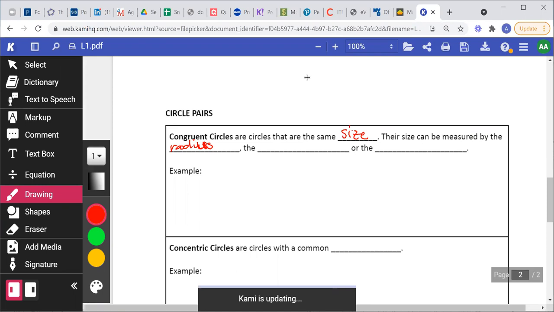Sometimes if you don't know the radii, you can also compare them by the diameter. Diameter is just the longest chord, okay? And it has to pass through the center of the circle, like twice the radii on a straight line. So the circle with the smallest diameter is the smallest circle. The one with the biggest diameter is the biggest circle. Or sometimes you can also compare them by their circumference.